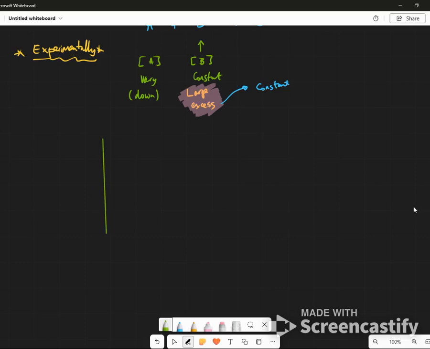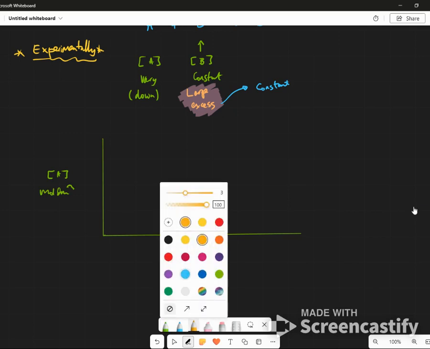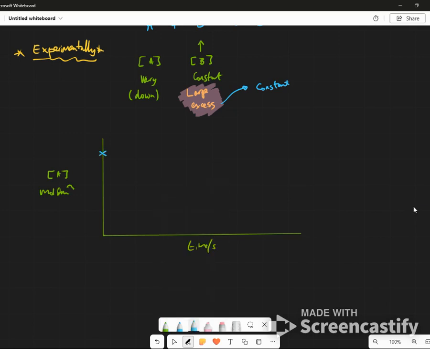There's a nice graph. I hope it's going to be a nice graph anyway. And I'm going to plot the concentration of A against time. This is going to be in seconds, and this is going to be in moles per decimeter cubed. Now, as you both know, at the start of the reaction it's going to be at its most, then it's going to fall a bit, and as time goes on, you'll get something like this.